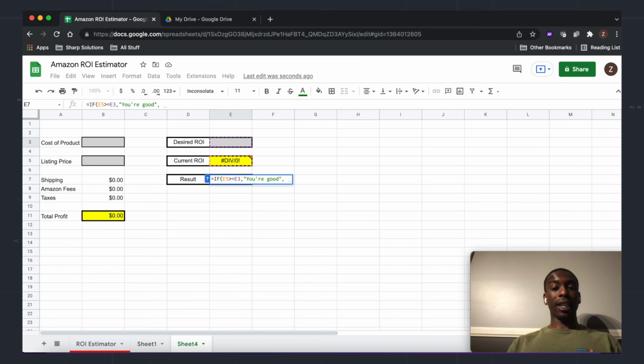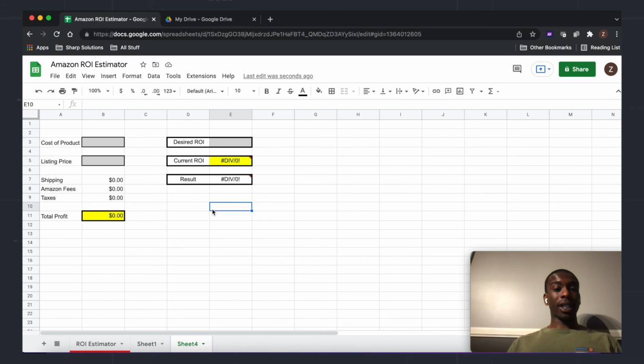And if the current ROI is less than what's desired, what we're going to return is that you need to raise the listing price. And if you cannot raise the listing price, the seller will then have to make a decision of whether or not the product is worth picking up in their inventory and if it's going to be profitable for them at that price point. So we'll close those parentheses.